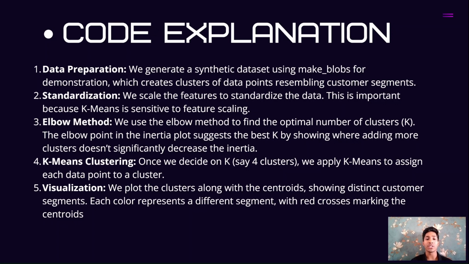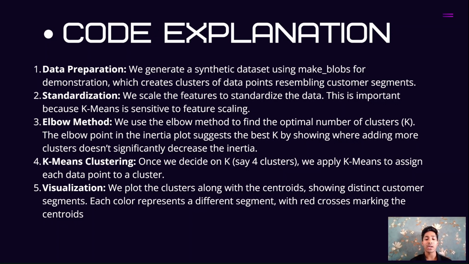Then the second step is standardization. In this, we scale the features to standardize the data. This is important because k-means is sensitive to feature scaling. Third step is the elbow method. In this, we use the elbow method to find the optimal number of clusters. The elbow point in the inertia plot suggests the best k by showing where adding more clusters doesn't significantly decrease the inertia.